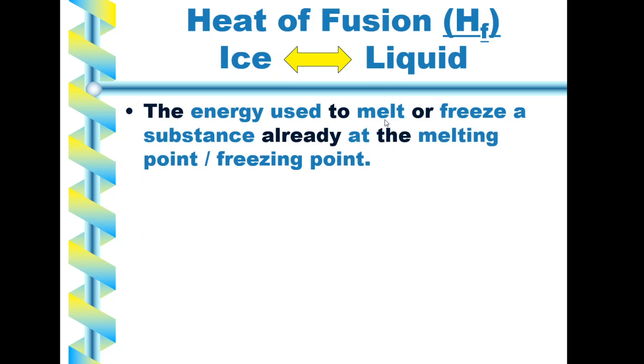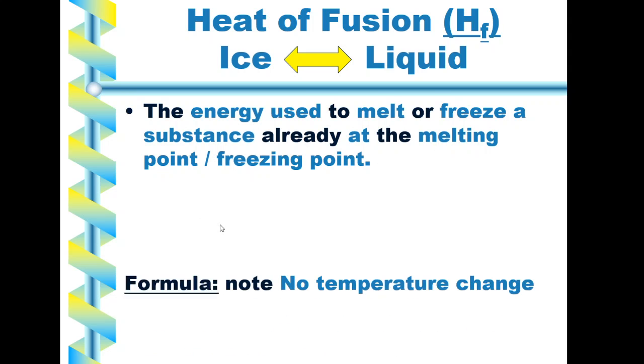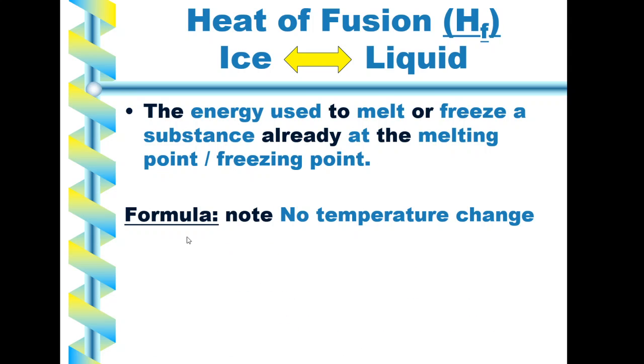There's a special equation that we use when we're thinking about the heat of fusion, and that's just going from a solid to a liquid. It's the energy used to melt or freeze. At this point, you could be melting or freezing a substance already at the melting point or freezing point. Note the formula: there's no temperature change. Remember how the graph was completely flat when we were going from a solid to a liquid? And this is our equation. This is how we calculate Q when we're talking about a phase change.